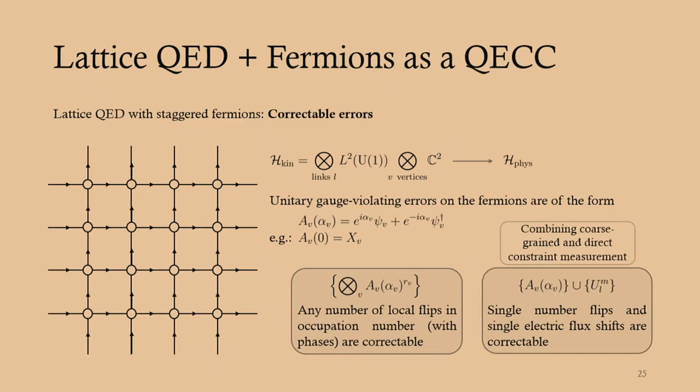This is, by the way, a generalization to U1 of a result which was previously shown for Z2 lattice gauge theories in the context of getting fault tolerant schemes for quantum simulations of lattice QED.